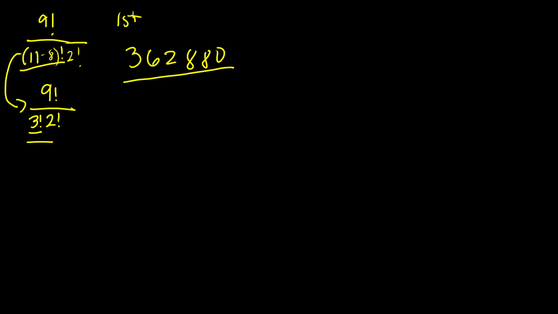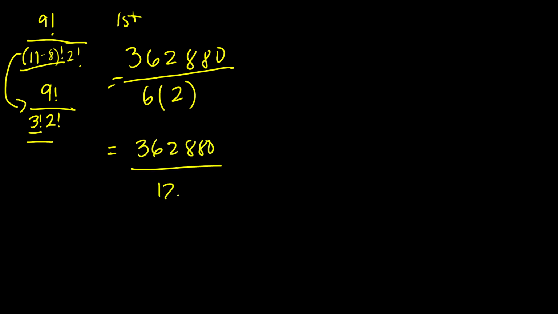362,880 divided by, ano yung 3 factorial? Diba 3 factorial ay 3 times 2 times 1, so that is 6 times 2 factorial, 2 times 1 is 2. So we will have 362,880 divided by 6 times 2 is 12. So 362,880 divided by 12 is equal to 30,240.